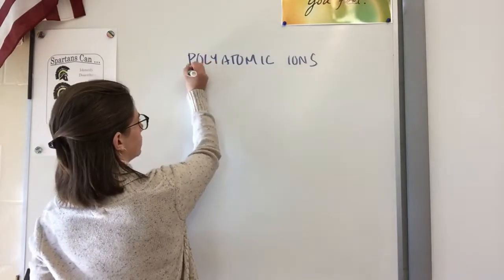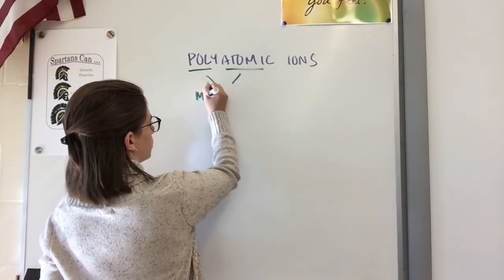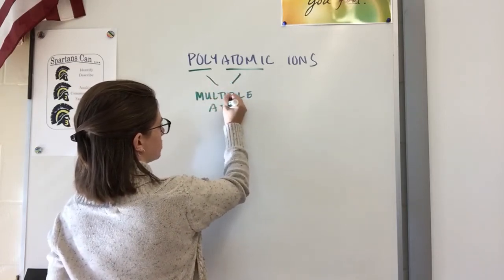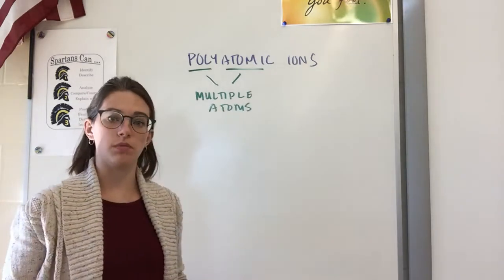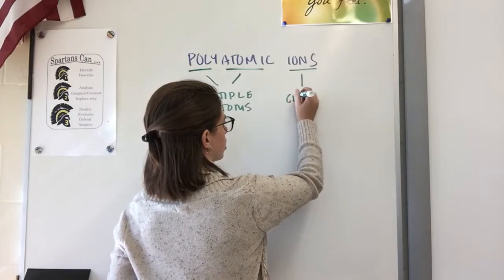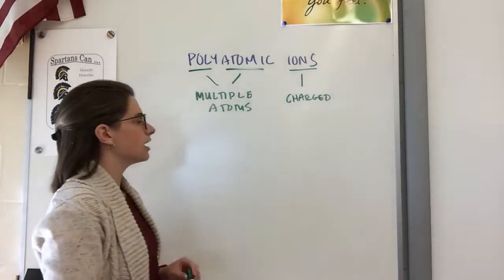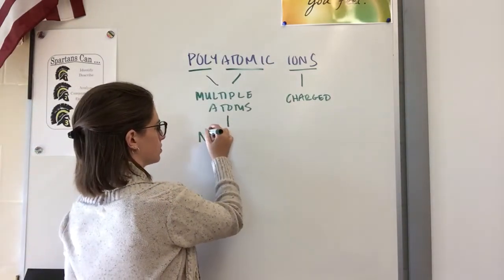So polyatomic tells us that there are multiple atoms forming an ion. We know from Unit 1 that an ion means it's charged. Now, these multiple atoms are all going to be nonmetals.